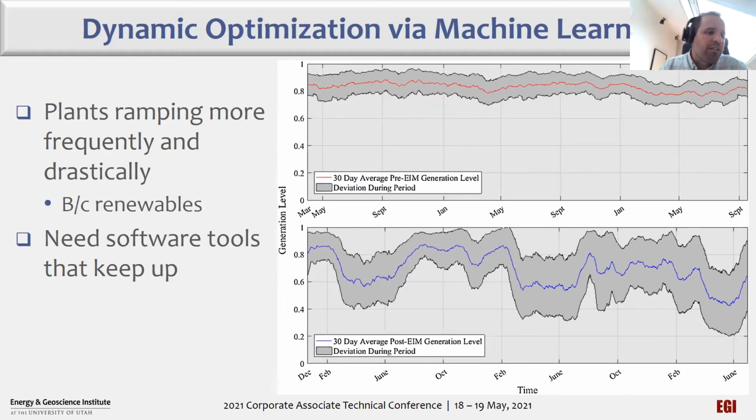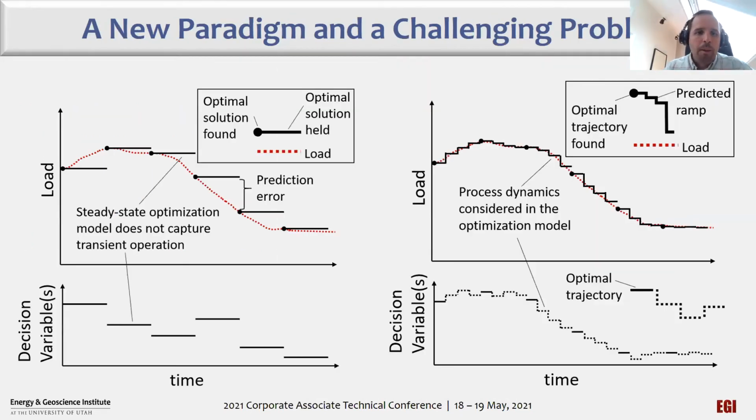So this concept of steady state optimization isn't going to work nearly as well as it historically has. So we need to develop software tools that keep up. With the steady state model, you would optimize assuming that the plant is going to stay kind of fixed in its operation. But as the plant moves, that optimal solution that you found is no longer valid. The plant has now moved away from that solution.